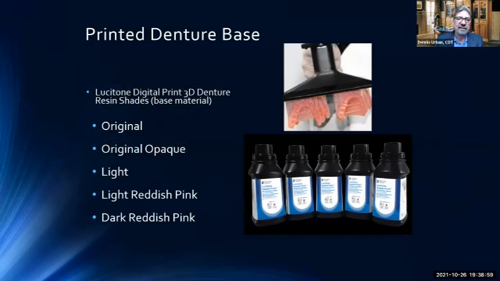So let's talk about the printed denture base. This particular one here, there are other printed materials out there on the market, just like I mentioned. This happens to be the Lucitone one. It has original shades, original opaque, light reddish pink, and dark reddish pink. And finally, we have a denture base material that mimics natural gingiva, which is great, because 2 or 3 years ago, everything looked like bubblegum, and it wasn't natural at all.